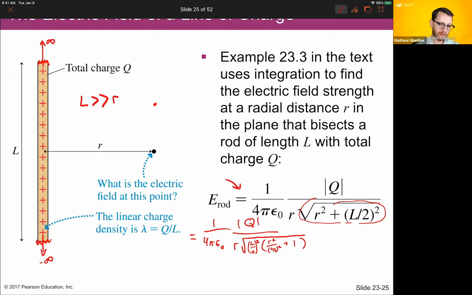Okay, so I just pulled that out. Now this L over 2 squared is under the square root, so I can rewrite this a little bit further. This now looks like 1 over 4 pi epsilon naught Q divided by R, and now I just have L over 2, and then in here I've got the square root of R squared over L over 2 squared, plus 1.